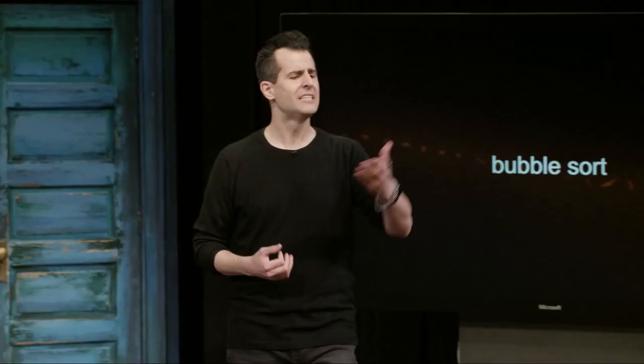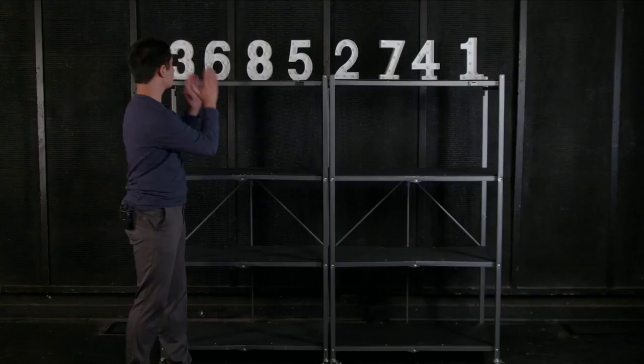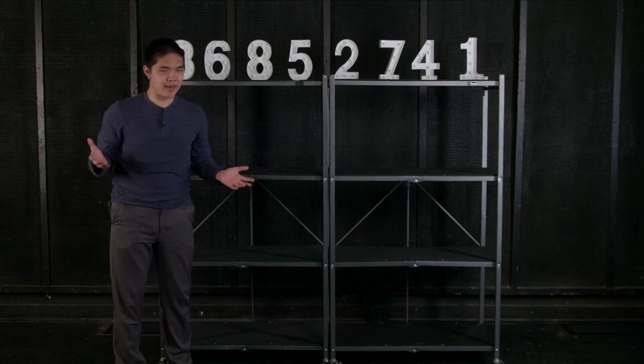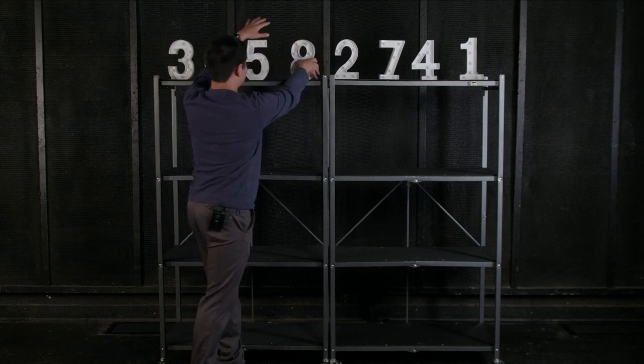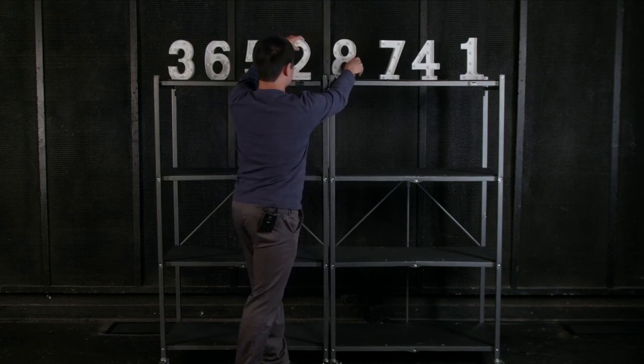So 6 and 8 is the next such pair. What do you think about those? That particular pair seems OK because the 6 is smaller and it's already on the left side. So I think I can leave this pair alone. All right, how about 8 and 5? The 8 is bigger than the 5, so I'm going to swap these two. The 5 should be on the left of the 8. All right, and 8 and 2? Same thing here. The 8 is bigger, so the 8's going to be swapped with the 2. All right, 8 and 7. The 8 is bigger than the 7, so I should switch the 8 with the 7.